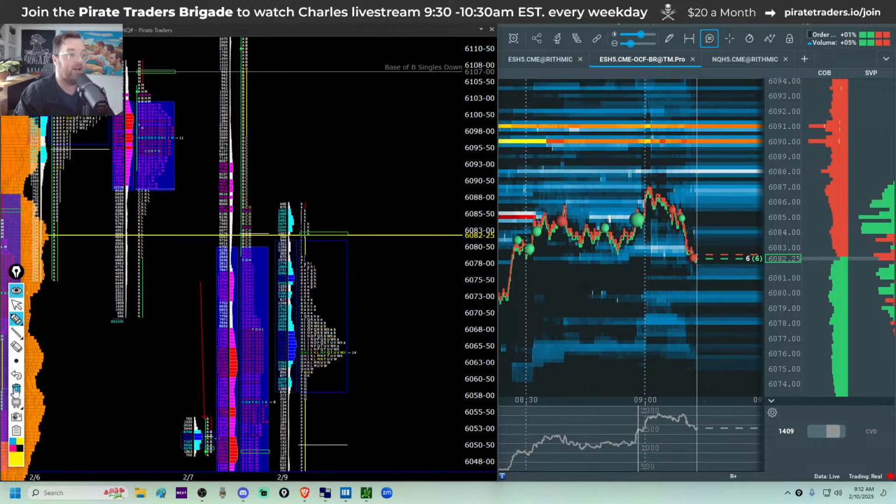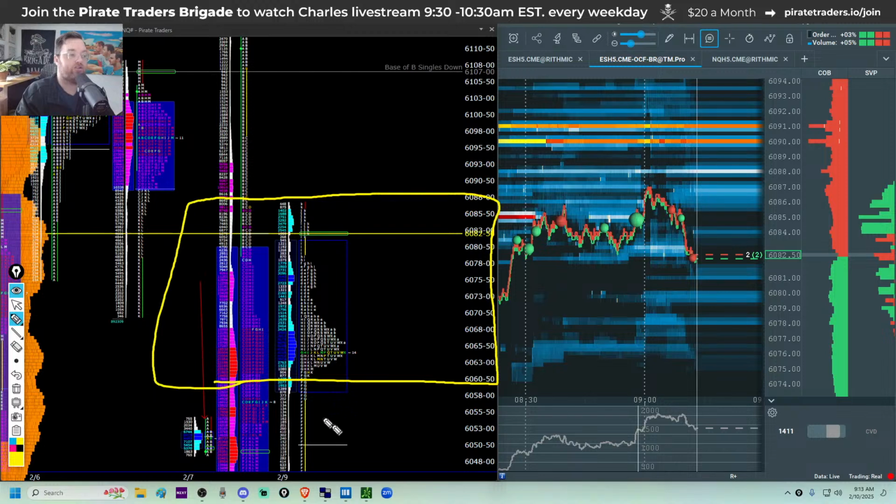So between the overnight high and this node right here is what I call a chop zone. This is an area where it will be hard to know what's going to happen outside of this area. It will be hard to know, even if the market goes down to here, that it's going to keep going. We just don't have a clue.